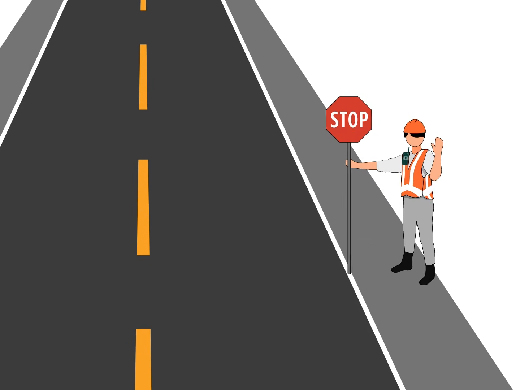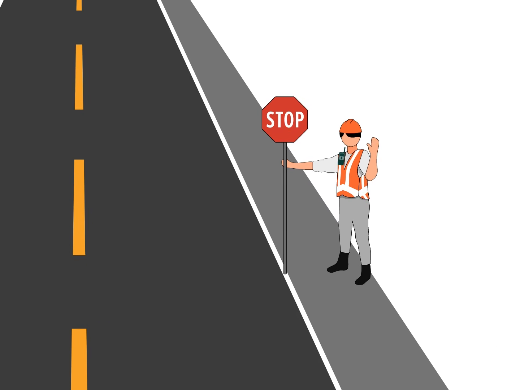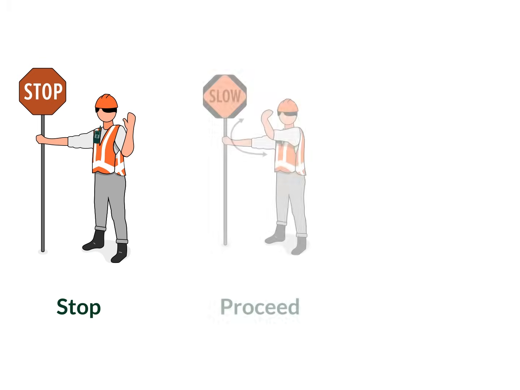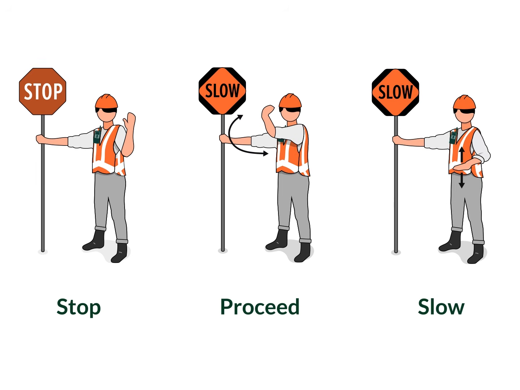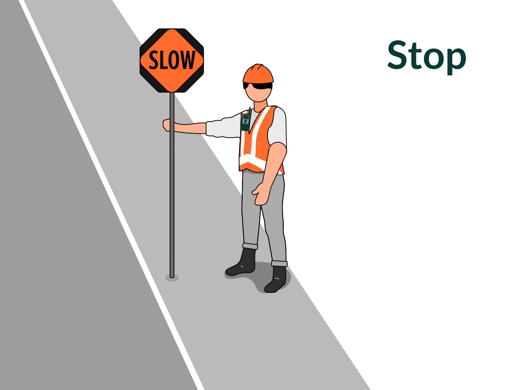There are three basic signals that you will use to communicate with road users: stop, proceed, and slow. To signal for vehicles to stop, aim the stop paddle face toward road users. Hold your free arm with the palm of the hand above shoulder level, toward approaching traffic.